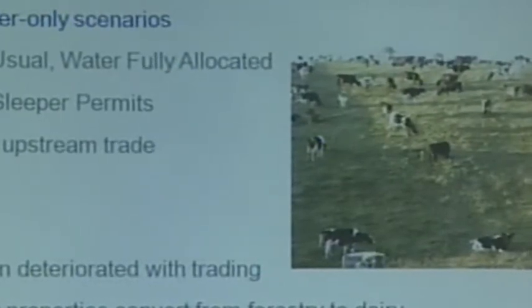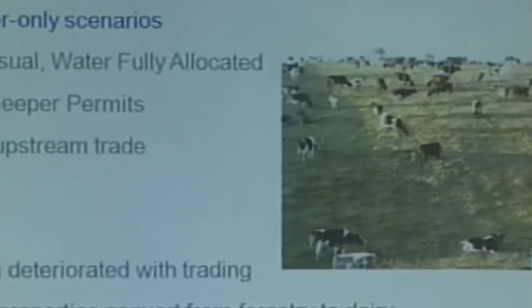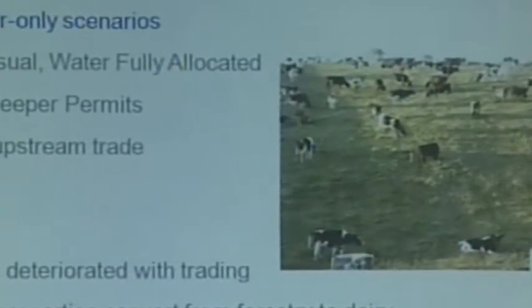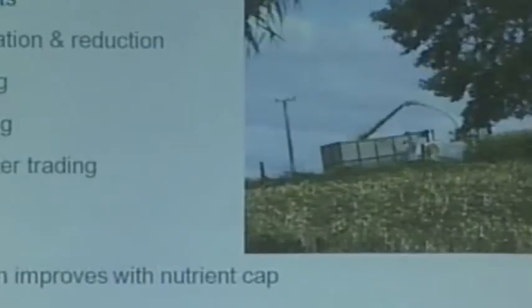So we ran through a bunch of scenarios: business as usual, activated sleeper permits. We constrained trade from going upstream, and we got some outcomes. Not surprising, if you start allowing trading of water, that allows more property to be developed and converted. River condition goes down. If you stop water from moving upstream, that helps, but you still get some conversions.